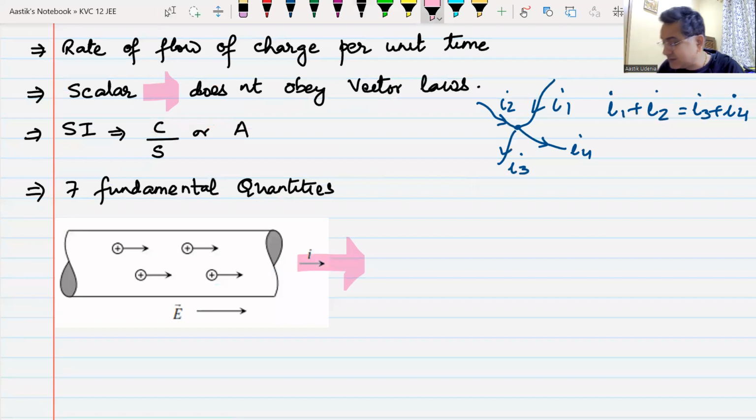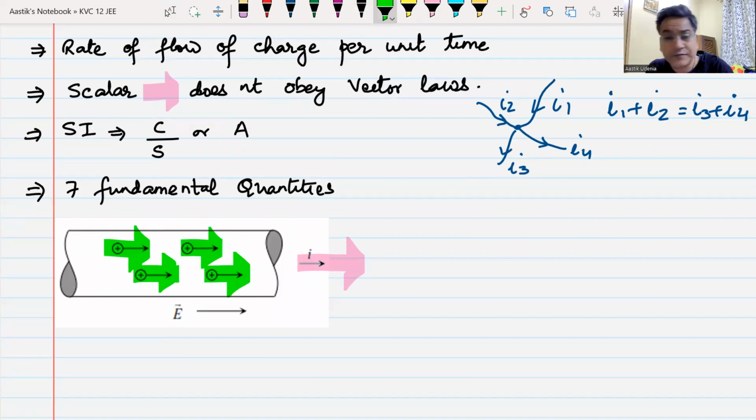As you can see, this is the direction of current that is drawn. Is it taken as the direction of flow of electrons? No, it is not. It is taken as the direction of flow of positive charges. Positive charges actually do not flow in a conductor, but still the direction of current is taken as the direction of flow of positive charges, which flow in the direction of the electric field, and therefore current always flows in the direction of the electric field.